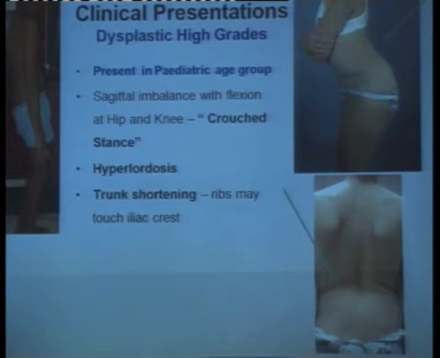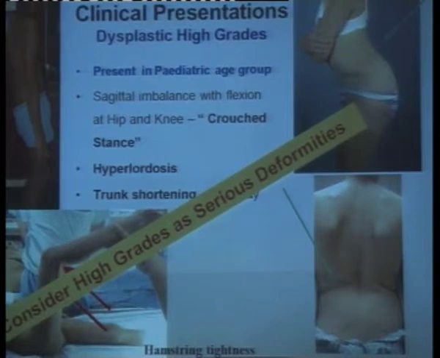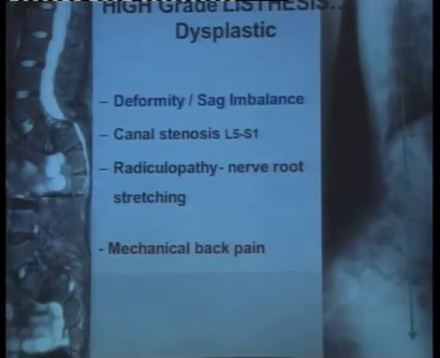Also, when you look from the back, there's a trunk shortening. Because of the torso going anteriorly, the alignment of the trunk is very altered, and you have the gluteal region staring at you as a heart-shaped deformed pelvis. And the hamstrings are tight. As I said, these present in a pediatric age group and are a totally different ball game. They should be seriously looked at as deformities.